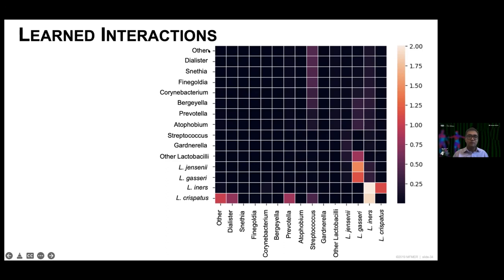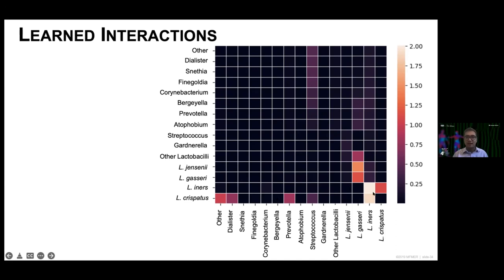And so in the rows over here, the row labels, these are all of the microbes that you just saw. And these indicate the inputs. And then down in the columns, these indicate the outputs. So when you see something like Lactobacillus crispatus, and you see this stronger mark on the heat map for L. iners, that means that L. crispatus is in fact very important to the L. iners prediction. In other words, if I change the L. crispatus value, that changes my prediction of L. iners quite sizably.